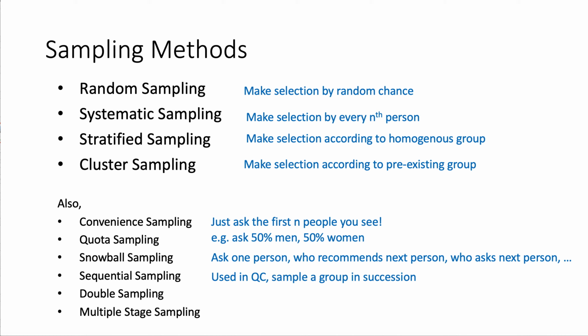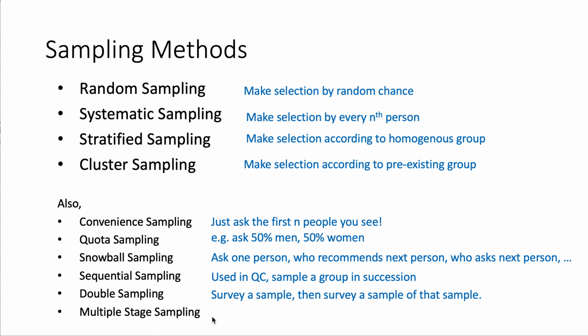Sequential sampling, this is used in quality control. When you take a sample, we're not just taking a random sample one at a time. You kind of take a random sample and then you take the next 3 or the next 5 as well. So you sample small groups, sequential sampling. Double sampling, when you take a sample of a sample. Okay, based on the results of your first analysis, you sample again.